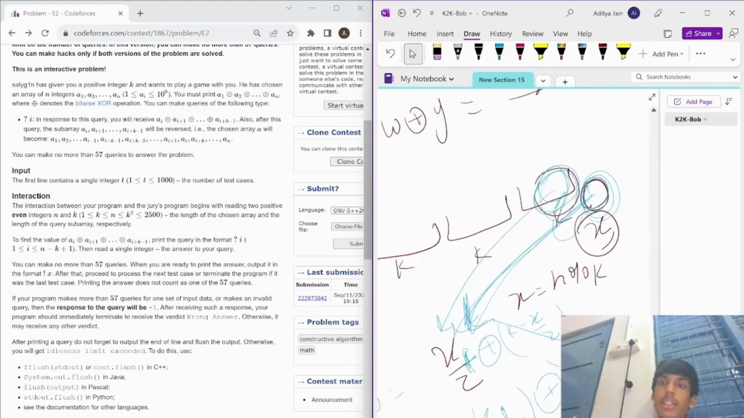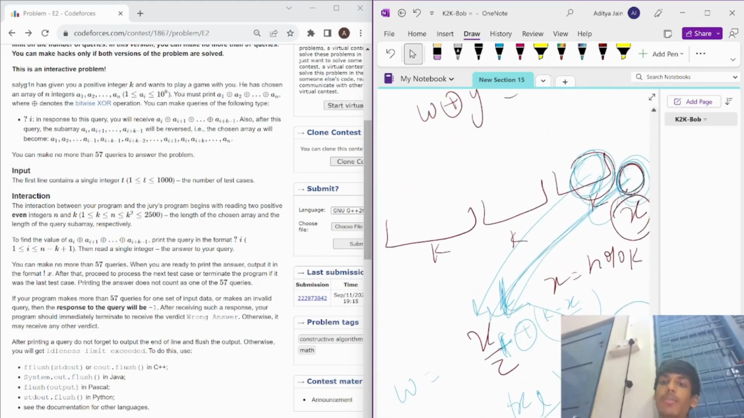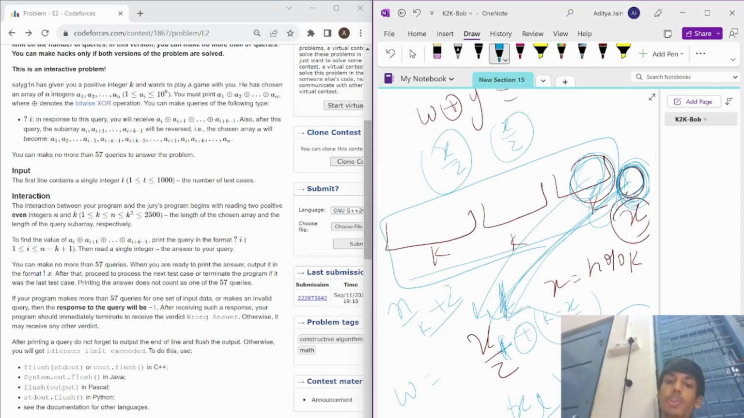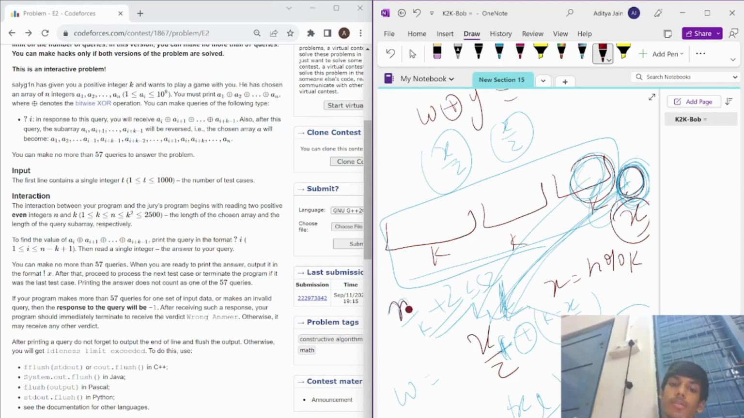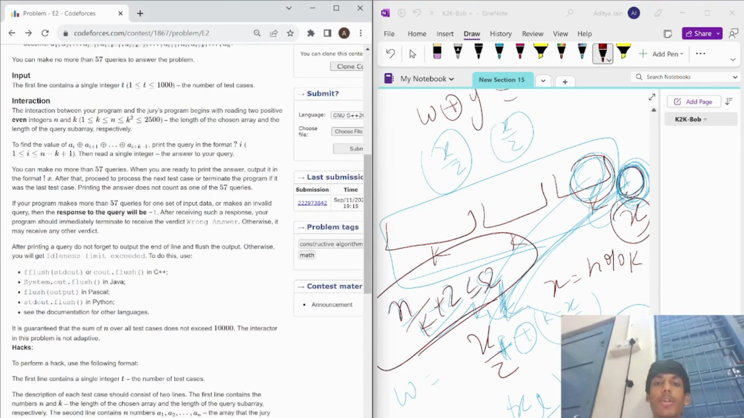So clearly the number of operations will be like this: for this part we are finding the XOR of these k segments. It will require n by k operations, and now I'm breaking the remaining terms into two segments, x by 2 and x by 2, and calculating their XOR. So it will be n by k plus 2 operations, which is less than or equal to 52. Thus it will be done in 52 operations. This is all about the problem. Thank you.